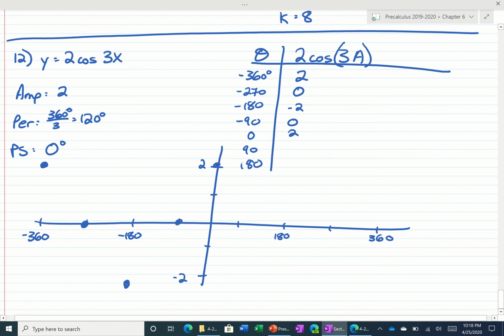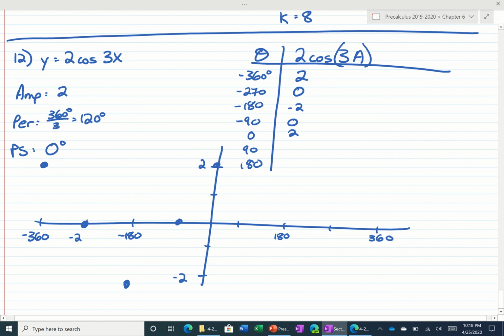And it looks like the graph, now it's a little confusing, right? Because it should have a period of 120. So you don't want to just do this, because that would have a period of 360. It's actually repeating every 120 degrees. So watch, ready? Negative 360, 120 degrees later, it's going to be the same thing. So negative 360 plus 120 is negative 240.